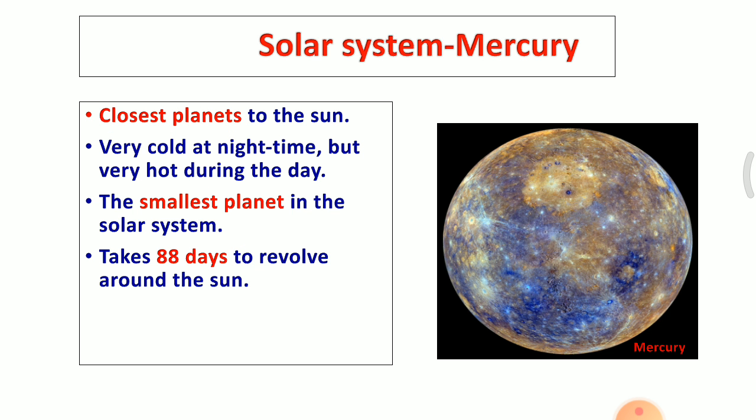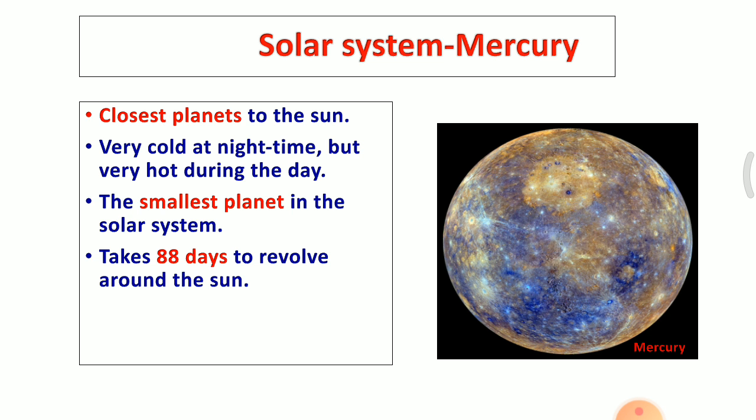The next planet in the solar system is Mercury, closest planet to the sun. So, which one is closest to the sun? Mercury is the closest planet to the sun. Very cold at night time, but very hot during the day. During the daytime, it is very hot. During night time, it is very cold.